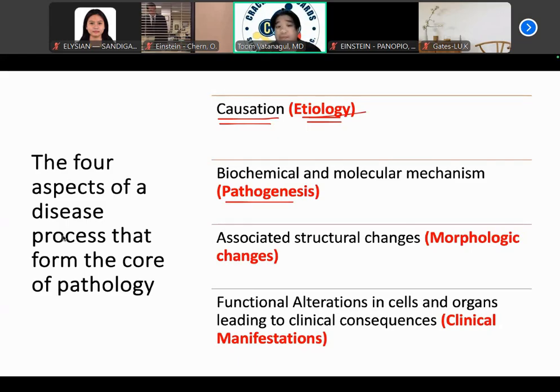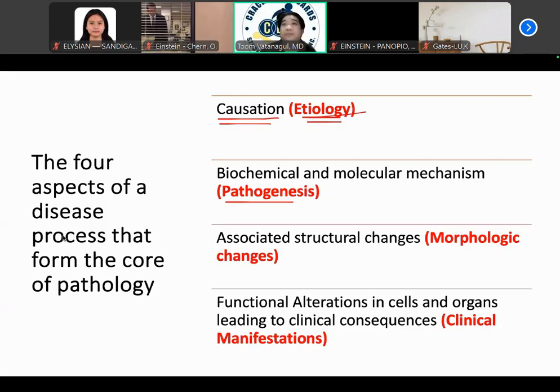What are the associated structural changes that occur in the cell, in the tissue, in the organ, or in the systems. The last that forms the core of pathology is the clinical manifestations. So this includes the functional alterations which occur in both cells and organs. And these functional alterations are actually what leads to the clinical manifestations or the symptomatology.